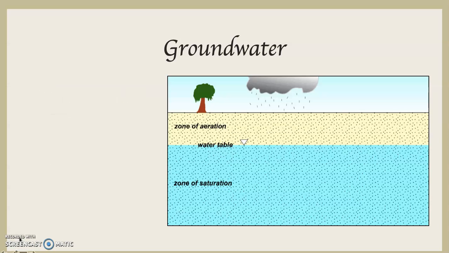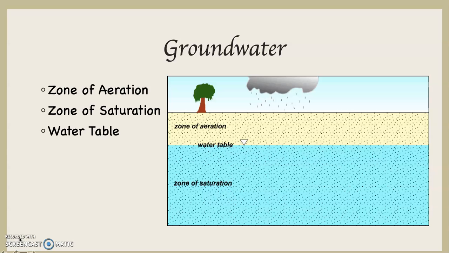Look at this diagram. You can see there are three things written on this diagram: the zone of aeration, the zone of saturation, and the water table. The zone of aeration is the subsurface area in which all of the available pores and spaces are not filled with water. So there might be some water in it, but there's still places to put water. The zone of saturation is the subsurface area in which all of the available pores and spaces are indeed filled with water. In other words, it's saturated.